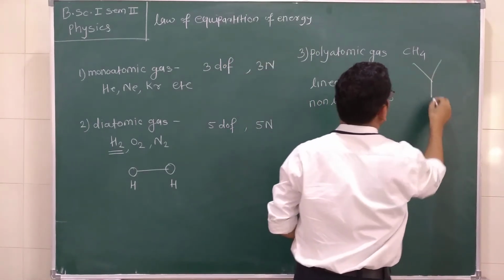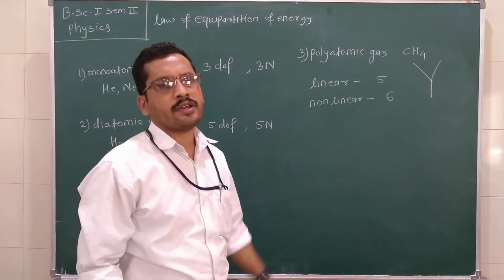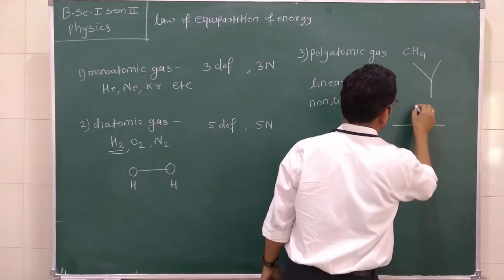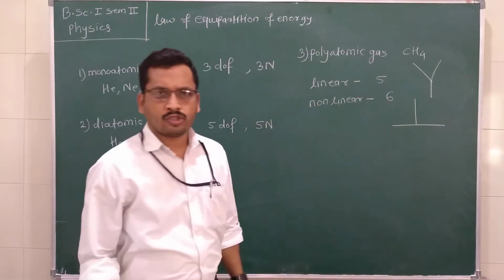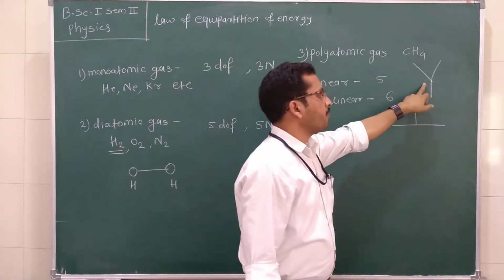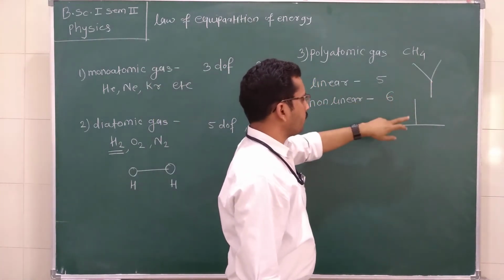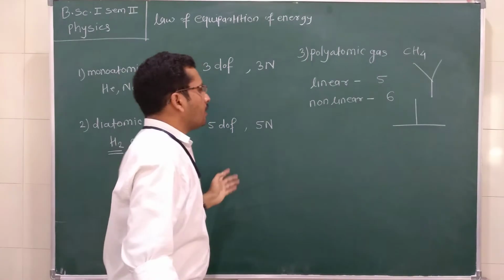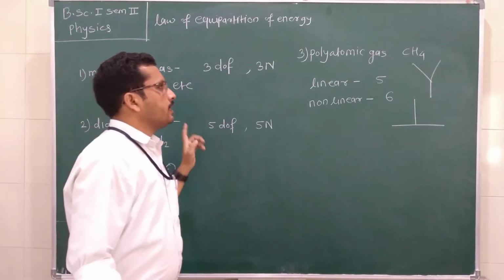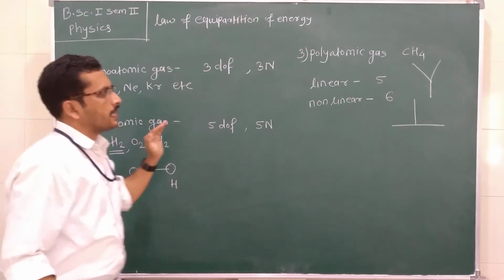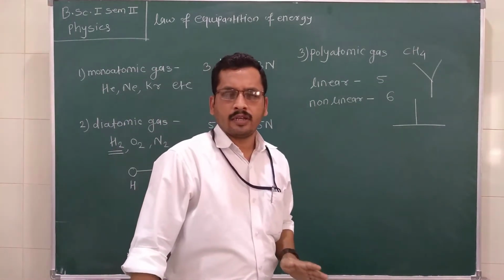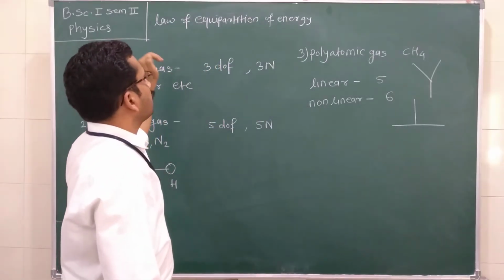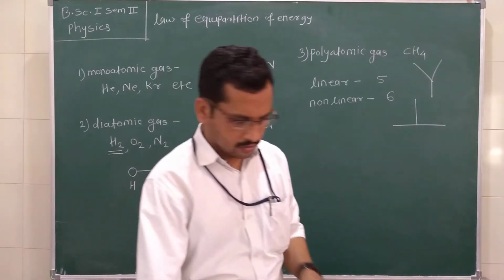For example, this is a non-linear molecule. Okay, and the linear molecule is like this. So in such cases, the number of degrees of freedom is equal to 5, and in this case the number of degrees of freedom is equal to 6. So in this way we learned about the degrees of freedom in the case of monoatomic gas, diatomic gas and polyatomic gases. Now we are moving towards a very important law, that is the law of equipartition of energy.